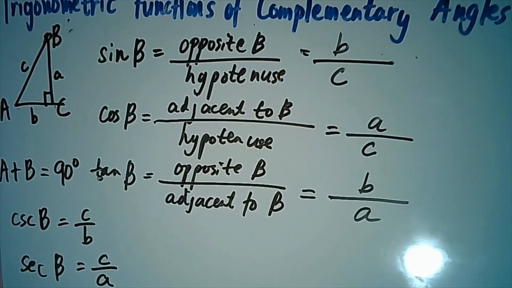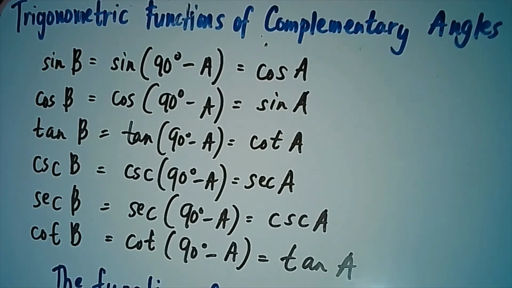Which is the complementary angle of A. Comparing the trigonometric functions of angle A and angle B, and noting that angle A plus angle B are complementary angles, that is A plus B is equal to 90 degrees, we can make the following generalizations. Sine B is equal to sine 90 degrees minus A is equal to cosine A. Cosine B is equal to cosine 90 degrees minus A is equal to sine A. Tangent B is equal to tangent 90 degrees minus A, which is equal to cotangent A.